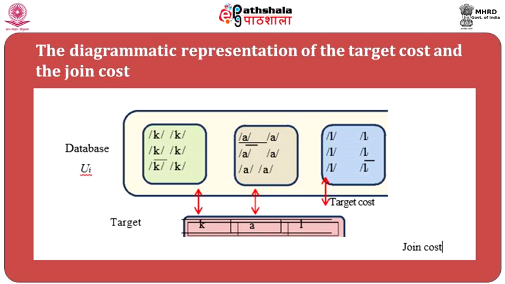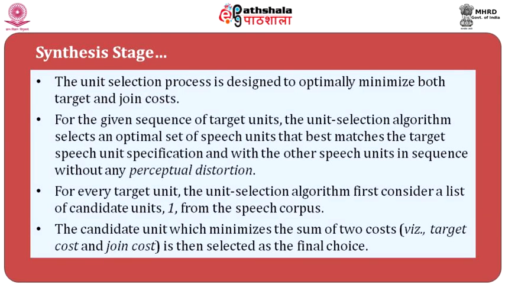Okay, so in this, the unit selection process is designed to optimally minimize both target and join costs. For the given sequence of target units, the unit selection algorithm selects an optimal set of speech units that best matches the target speech unit specification and the other speech units in sequence without any perceptual distortion. For every target unit, the unit selection algorithm first considers a list of candidate units from the speech corpus. The candidate unit which minimizes the sum of two costs, which are target cost and join cost, is then selected as the final choice.